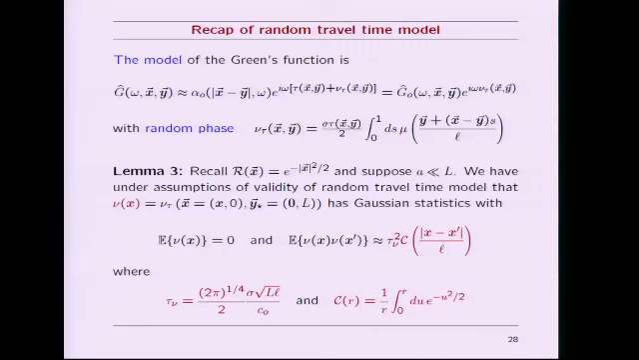And so what do we know now about this random phase? We know that this is a Gaussian process. We know it has mean 0. And we know its autocorrelation, which is given here.